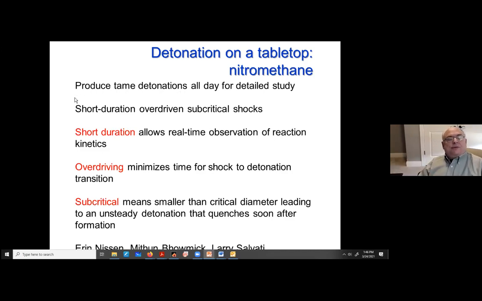And so the way we do that is we use a technique called short duration overdriven subcritical shocks. Okay, short duration means this shock is going to last 4 nanoseconds, and it's faster than a lot of the chemical kinetics. So we get to time resolve some of the kinetics. Overdriven means that we make the pressure of the shock wave we're putting in a little bit bigger than a detonation. So it doesn't have to run up and grow and stuff. It just has to decrease a little bit. So we get the shock in the shortest possible time. And then subcritical means that we made the sample small enough that this detonation will go out quickly and not kill my students.